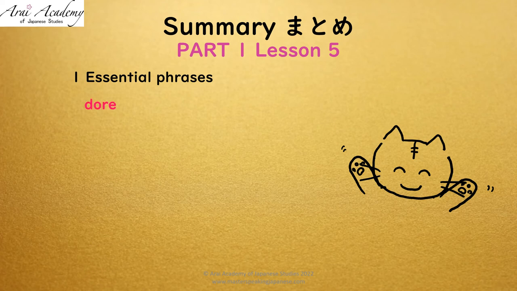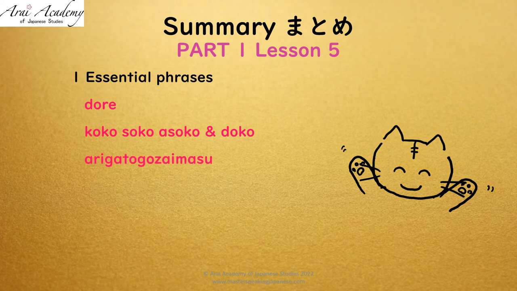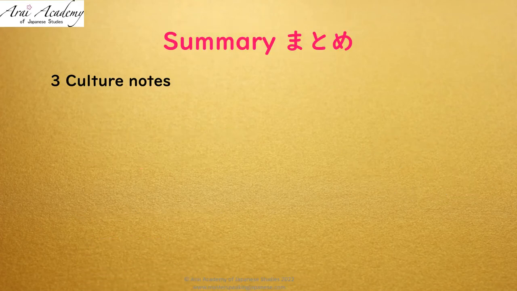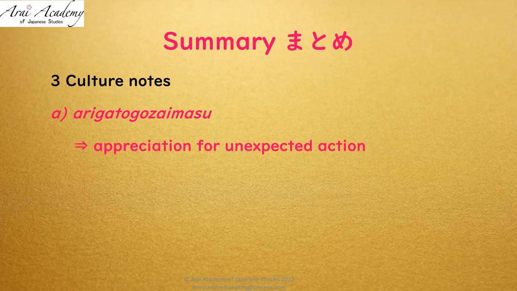Yes, どれ? ここ、そこ、あそこ、and どこ? ありがとうございます。 And? いいえ。 The sentence structure is X は Y です。 Okay, culture notes. I'd like to share my discovery from my teaching experiences. First, ありがとうございます。 This is used to show appreciation when someone does an extra work for you, because this is not what you expected from the person.